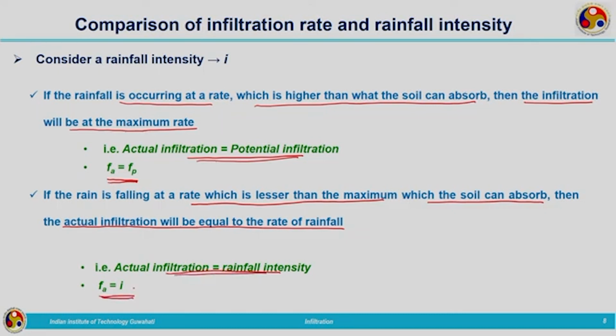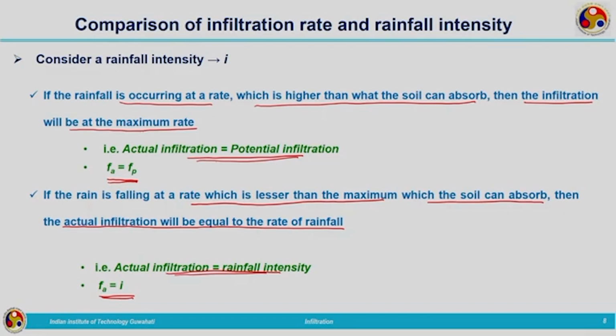So, this understanding is very important, whether we are experiencing the potential infiltration or the actual infiltration, and we can relate it with the rainfall intensity. If the rainfall intensity is higher than the potential infiltration, then actual infiltration will be equal to potential infiltration. If the rainfall intensity is less than the absorbing capacity of the soil, or less than the potential infiltration, then the actual infiltration taking place will be equal to the intensity of rainfall.